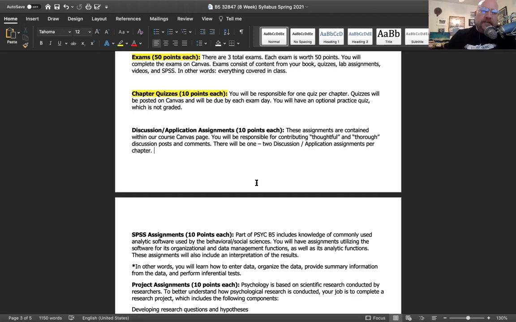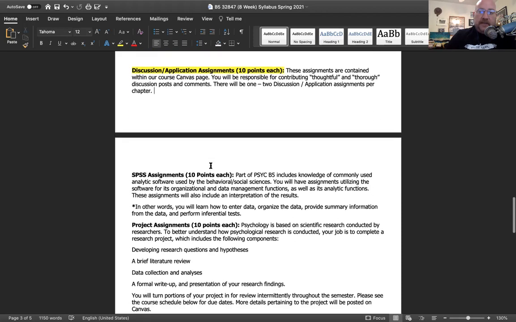So you have one of those quizzes for every chapter. And those are directly on Canvas. Like I mentioned at the beginning, you don't need any kind of access code to do these. You can do them directly in Canvas. And the same thing goes for the discussion application assignments.